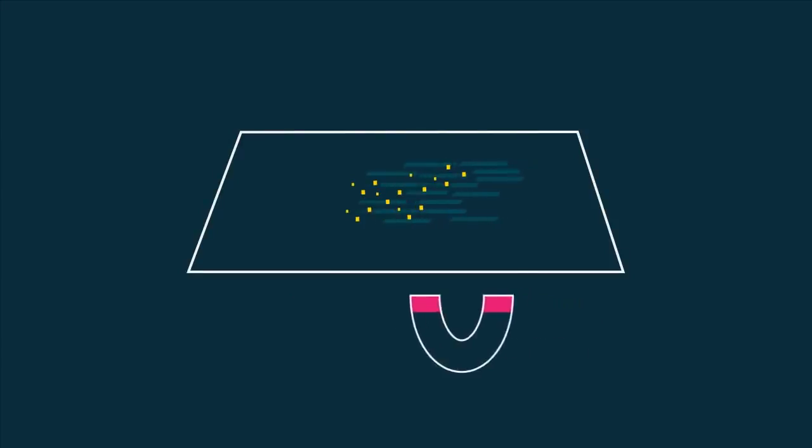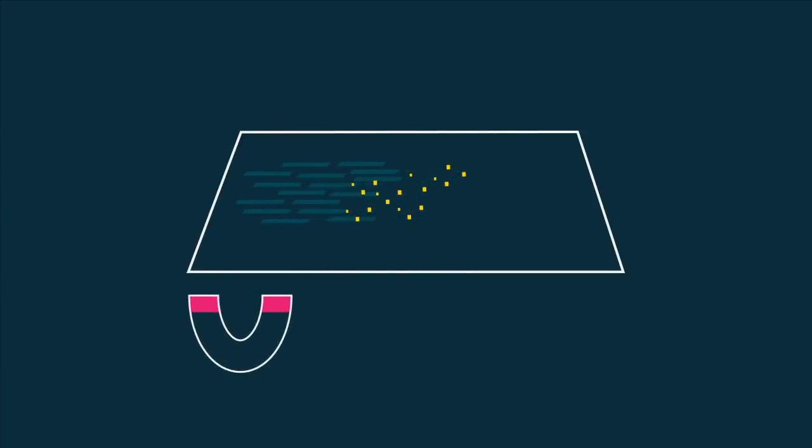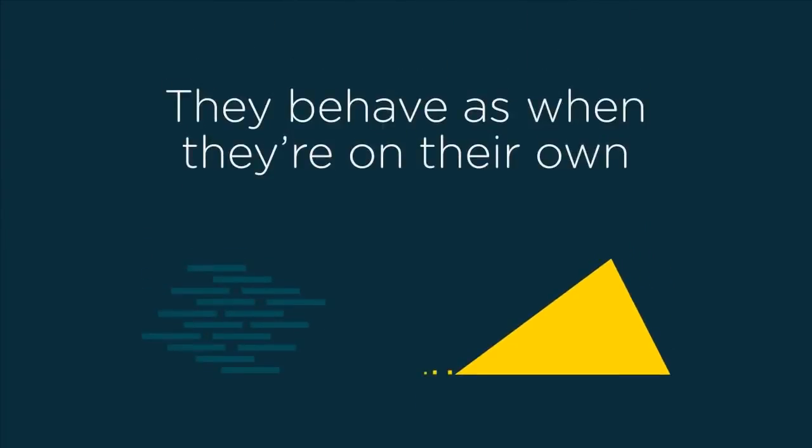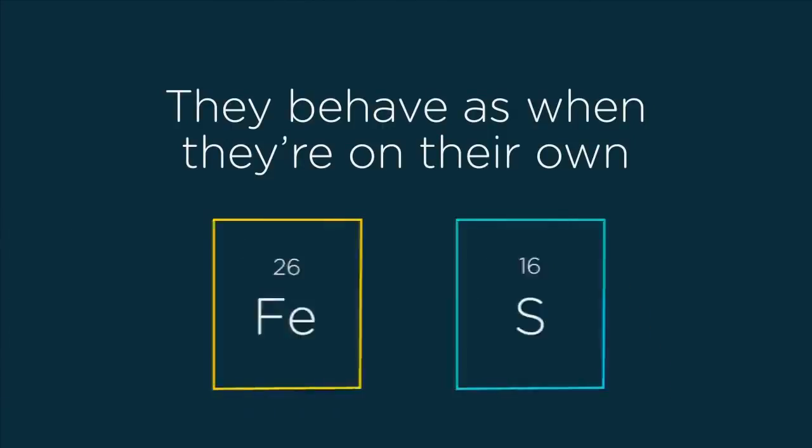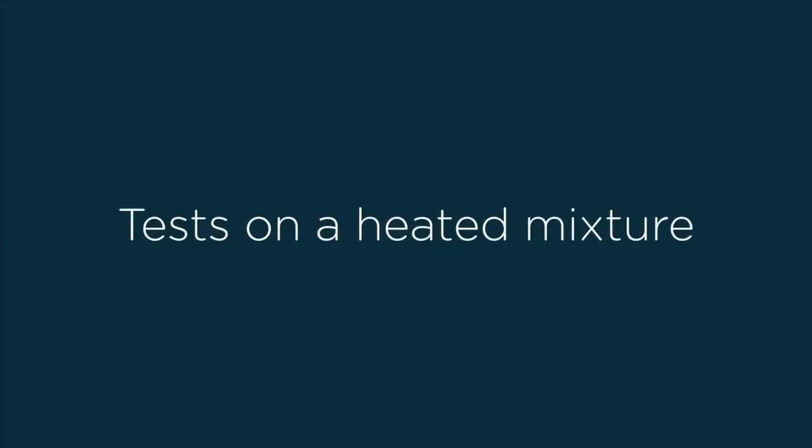The iron and sulfur can be separated, illustrating the fact that the components of a mixture can easily be separated by physical means. From the above, it can be seen that the components of a mixture behave as when they are on their own. That is, they retain their separate identities. Finally, let us perform the same 4 tests on a heated mixture of iron and sulfur.